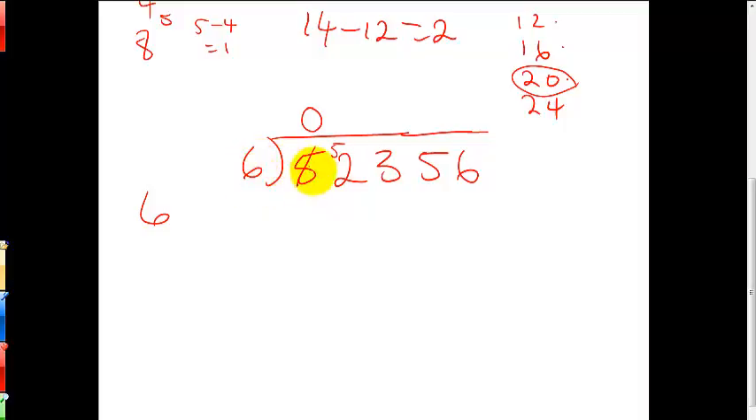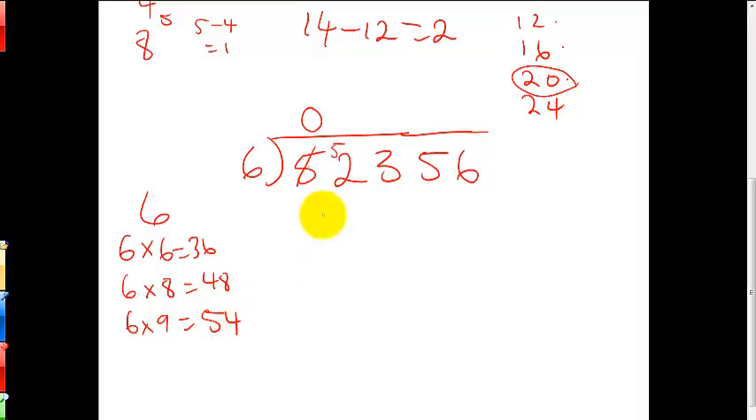How many times does 6 go into 52? Well, 6 times 6 is 36, so it must be a little bit more. Maybe 6 times 8, that gives us 48. Well, let's try 6 times 9, because 48 is pretty close to 52. 6 times 9 is 54. Well, that's more than 52, so it's not 9 times, it's 8 times. 6 times 8 is 48. But you had 52, so there's a bit of a remainder, right? What's 52 take away 48? That's 4. So there's a remainder of 4 there.